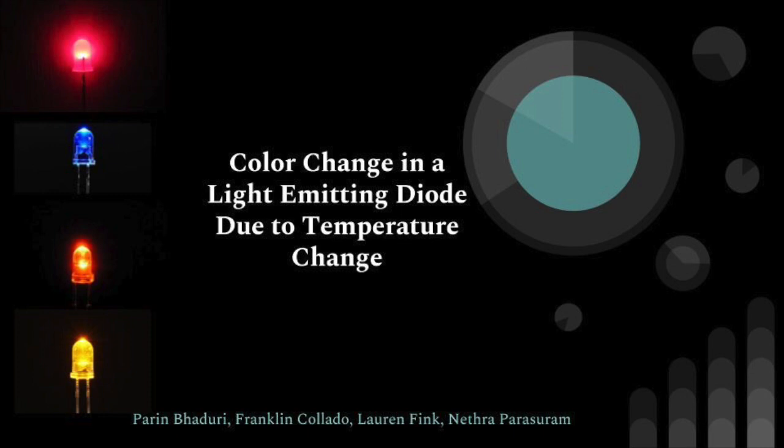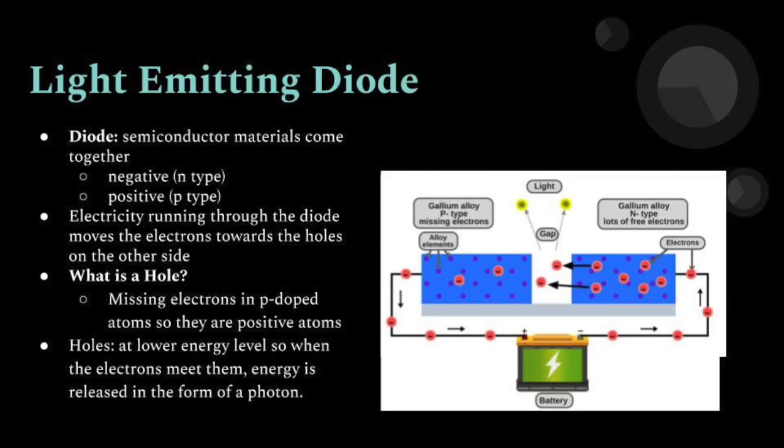This video will illustrate the chemical cause for the change in color of a light-emitting diode, or LED, in the presence of a temperature change. We'll be using liquid nitrogen to cause this temperature change to 4 different colors of LED: red, blue, orange, and yellow. An LED light has a diode containing positive or P-type semiconductors and negative or N-type semiconductors.